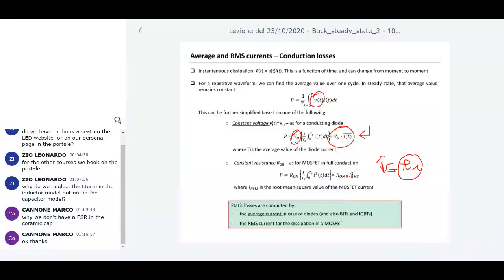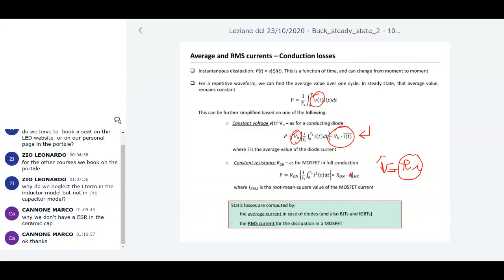Okay? So that means that if you want to understand which kind of device you are going to buy, if you have diodes, you are interested also in the average current, not only in other characteristics like the peak current or the breakdown voltage of the diode, because depending on the average current, you can compute the specific average power in the power converter to get, say, the efficiency.